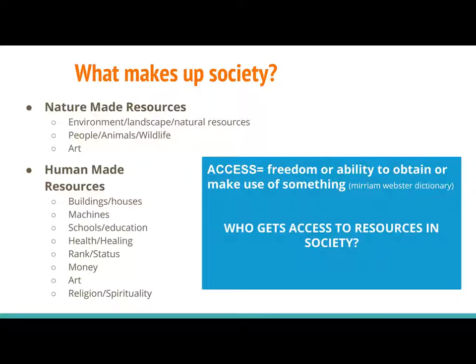So if we look at what makes up our society, it's really about resources, these kinds of resources. So we have nature-made resources like the environment, the landscape, natural resources, and we talked about going to the woods or the waterfall or striking gold, right? Those are all natural-made resources that can support our society.